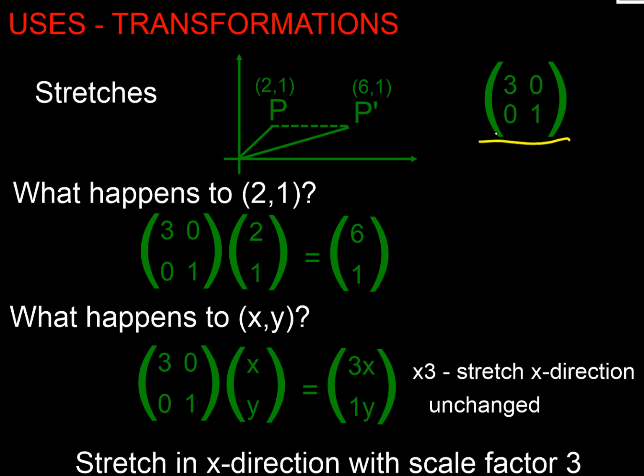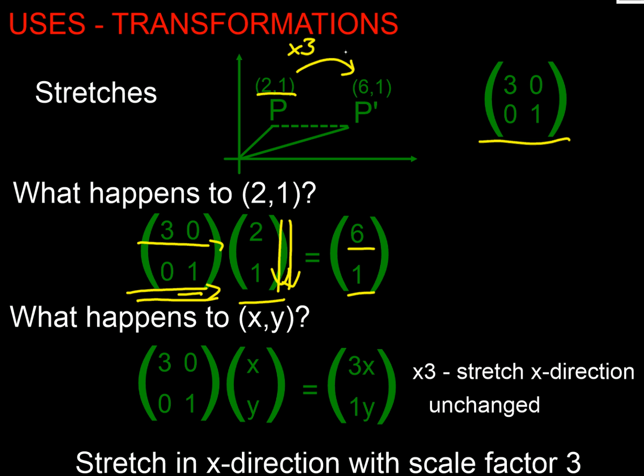Here's a matrix, and if I apply this matrix to the point 2, 1, what do I get? Well, here's the matrix, there's 2, 1, multiplying using matrix operations, what do I get? I get an x value of 6 and I get a y value of 1, yeah, 6, 1. So I've moved this point to there, and probably just looking at the diagram you can see that that's a stretch in the x direction, scale factor 3. Nothing happened to the y, did it?